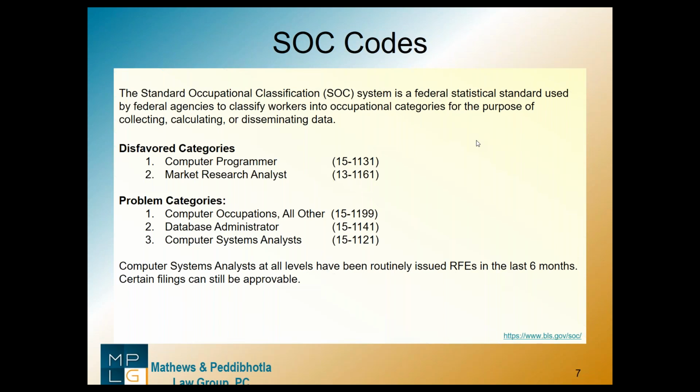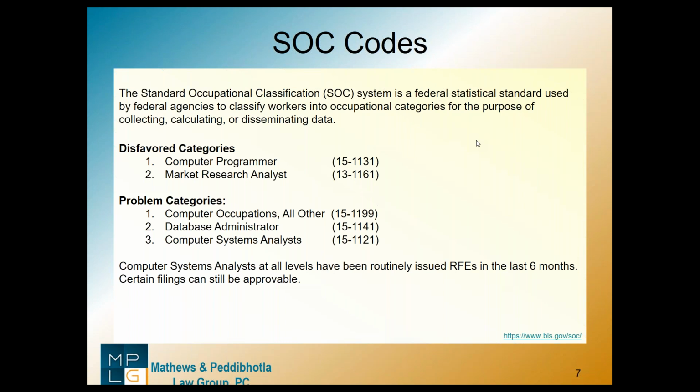Now, obviously there's case-by-case analysis, but we do not recommend usually filing in computer programmer. There are alternative categories you can consider, which include computer systems analyst and software developer, and we can talk about that on a case-by-case basis. The second category, which has been disfavored for a very long time, is the market research analyst position. You might go on the OOH page on BLS.gov and see that it says a bachelor's degree is common. However, the USCIS has not treated market research analyst positions as specialty occupations for a very long time, and so there are other categories that we can discuss to do instead.